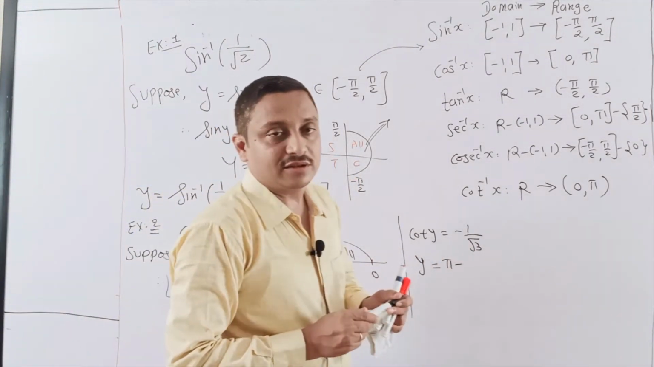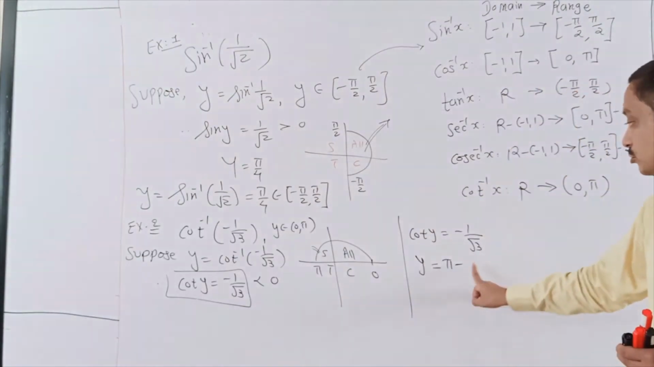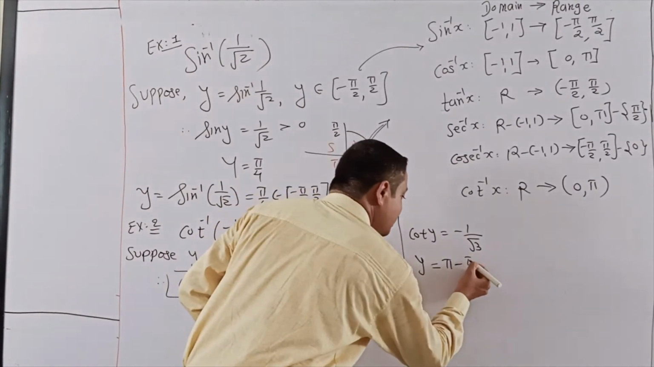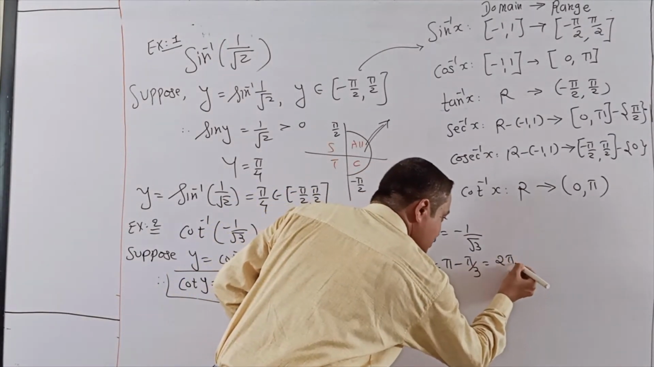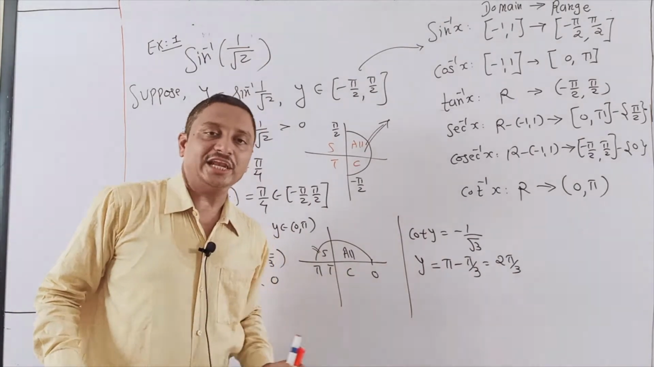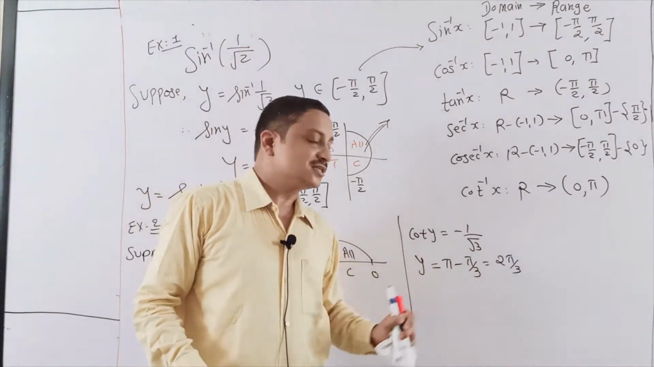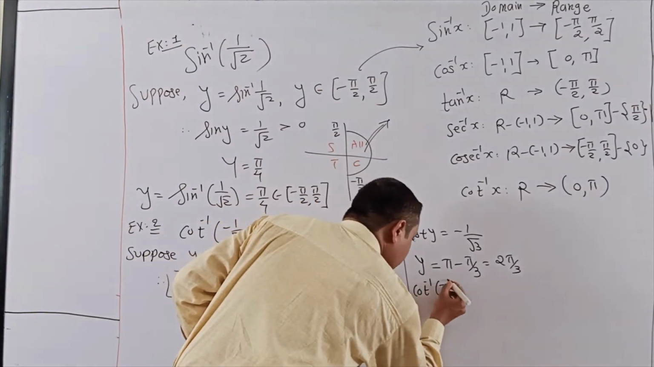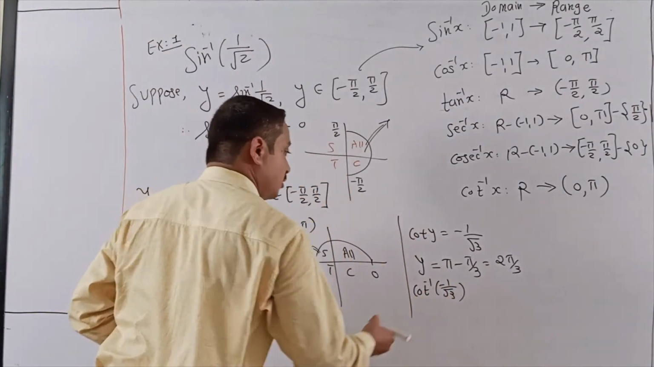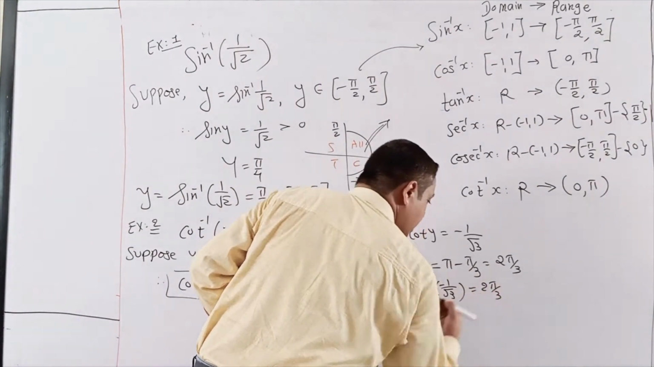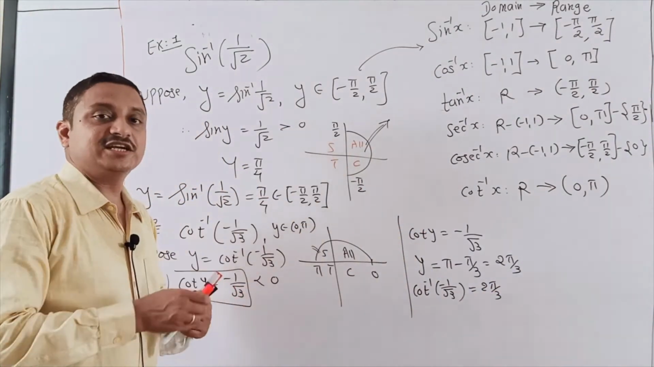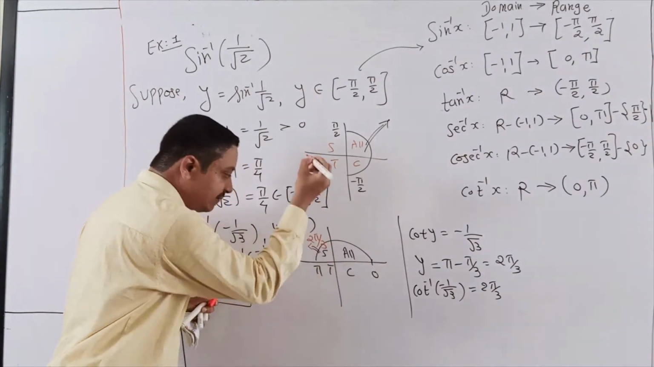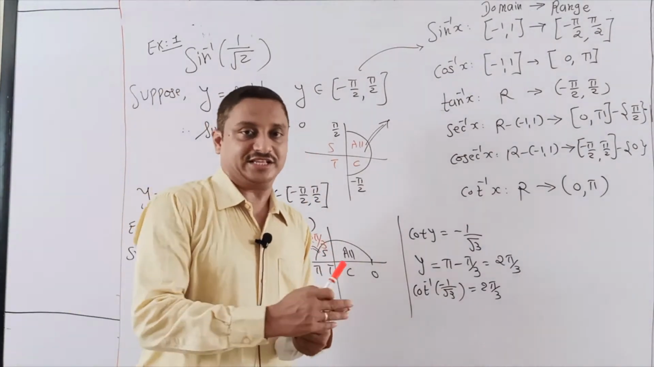And now tell me, when is cot 1 by root 3? Yes, it is 60 degrees. 60 means pi by 3. So my answer is 2 pi by 3. You know that tan 30 is 1 by root 3, so cot 60 is also 1 by root 3. So my final answer is done. Cot inverse minus 1 by root 3 is equal to 2 pi by 3. It means how many degrees? It is 120 degrees. Students, here 120 degrees, 2 pi by 3, is your final answer.